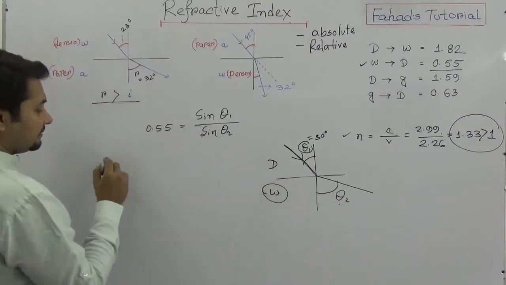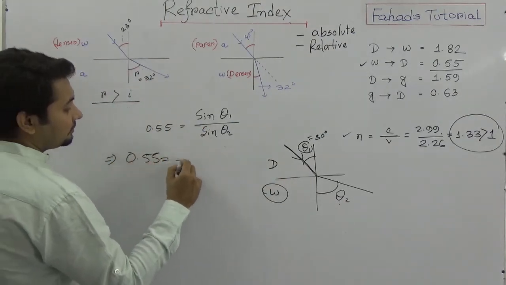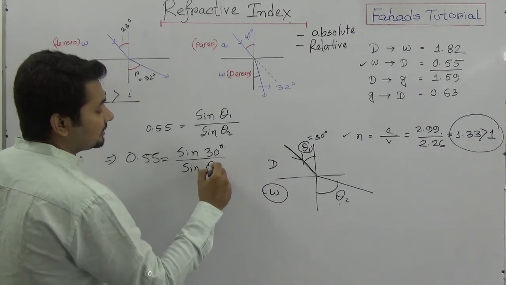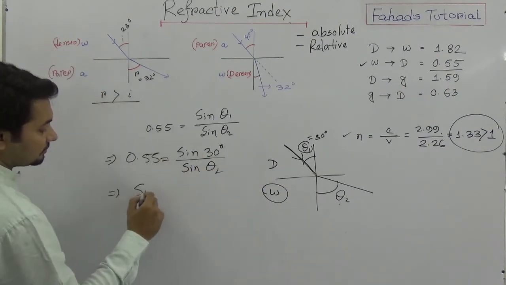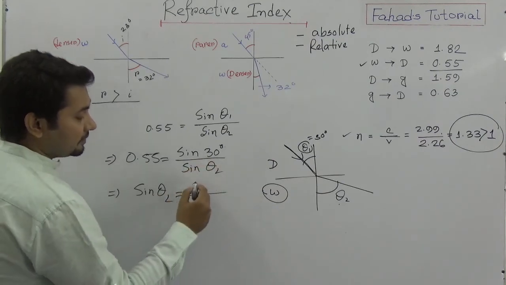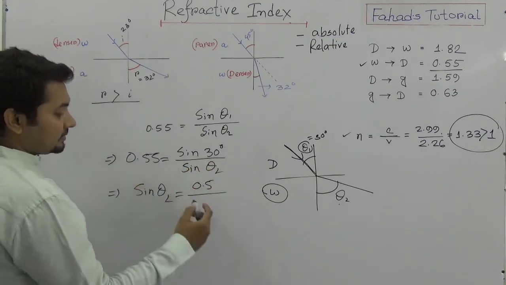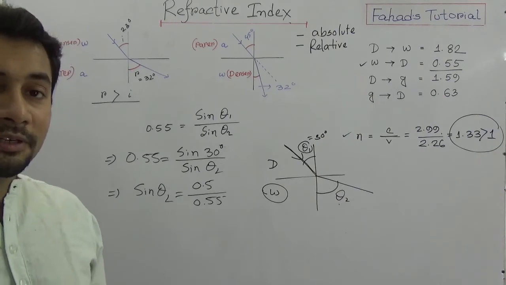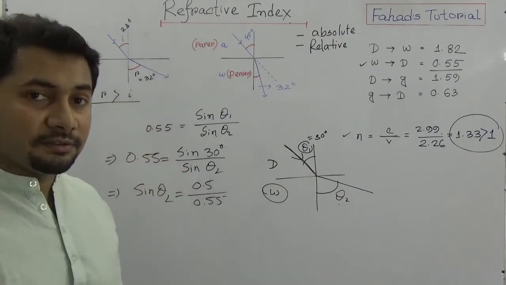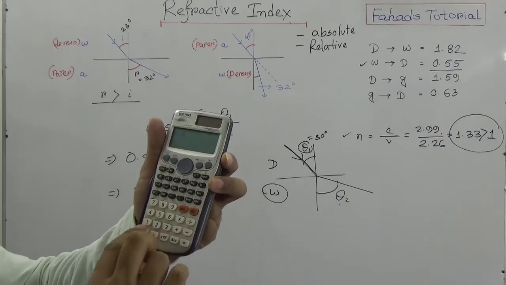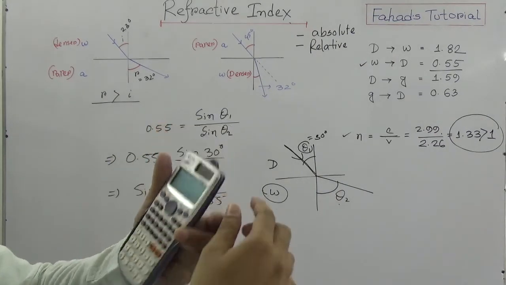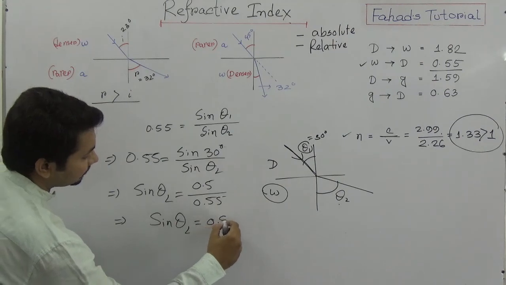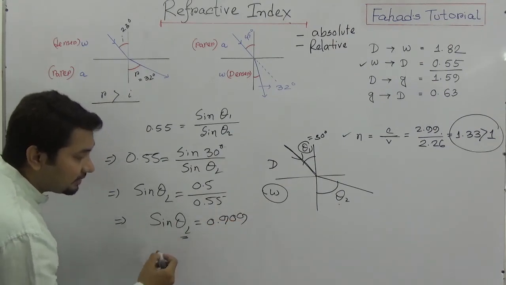If this is the question, now think about it. 0.55. So this is sine 30 degrees, and what about sine theta 2? We need to find it out. We know the value of sine 30 is 0.5, and this is 0.55. So if we divide 0.5 by 0.55, the value would be less than 1. So 0.5 divided by 0.55 is 0.909. So now you know that sine theta 2 is 0.909.